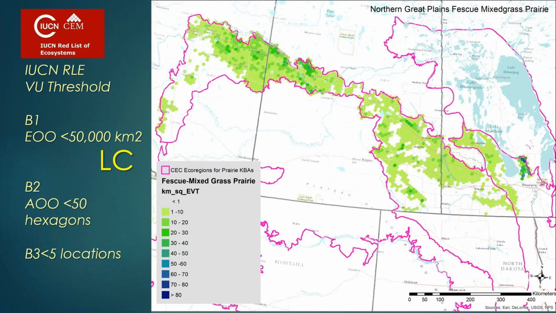The area of extent is measured in terms of approximately 100 square kilometer hexagons that we're talking about here. And so it would be asking, do you have fewer than 50 of those hexagons? And of course, here in the fescue mixed grass, we have far more than that. And so again, it'll score as least concern under that criterion. B3 is actually aiming at ecosystem types that have very, very few locations. And so does it have fewer than 5 locations? Clearly, we have more of that for the fescue mixed grass. So again, under all 3 of these criteria, this particular type will score as least concern.